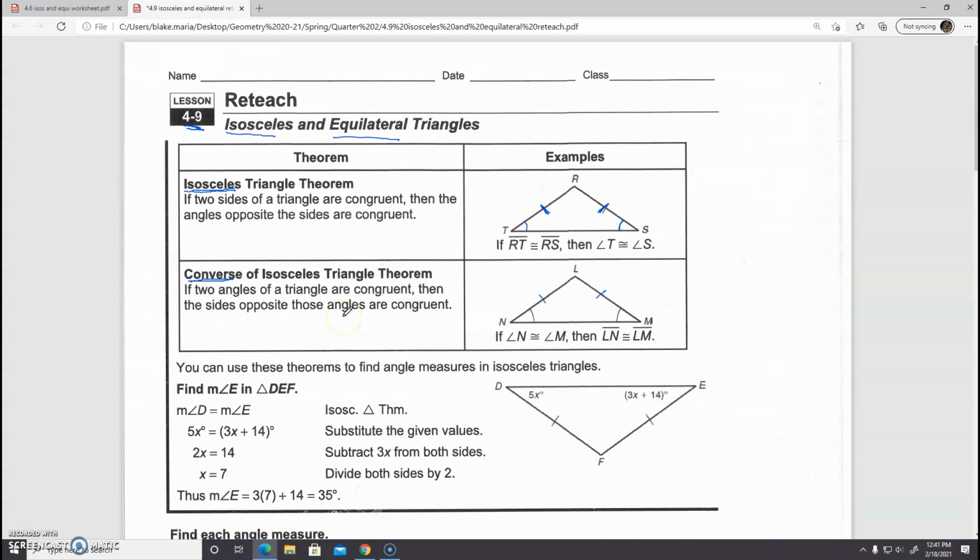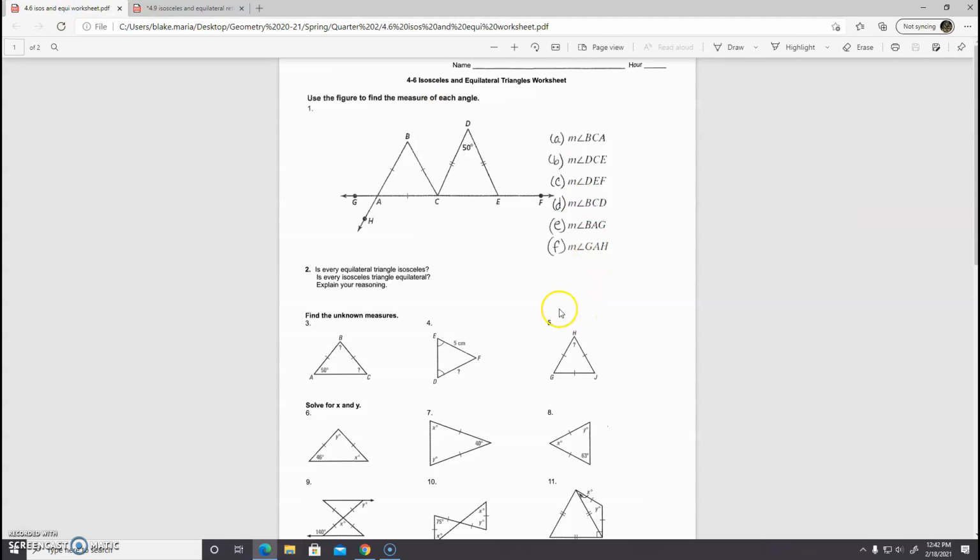All right, so those are your notes. And then you have a worksheet to do. It's basically the same concept.